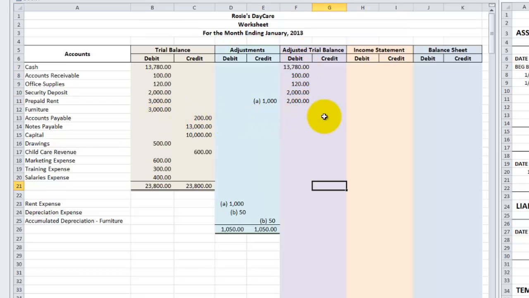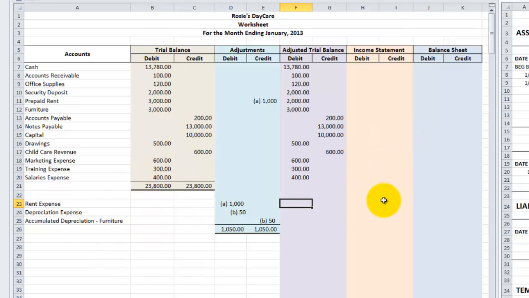Then we have here furniture. Again, furniture was affected, but we have to leave furniture in peace because furniture has to stay with the same value, but we added a new account to reflect the accumulated depreciation on the expense. Accounts payable stay the same, notes payable stay the same, capital stays the same, drawers stay the same. Then we have rent expense 1,000. There was nothing here, so we just do 1,000 and bring it over. 50, and then we do 50 here to bring it over as well. Again, there was nothing affecting it there.